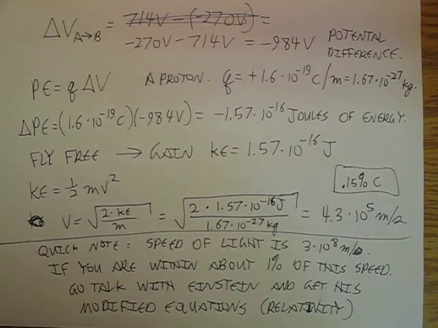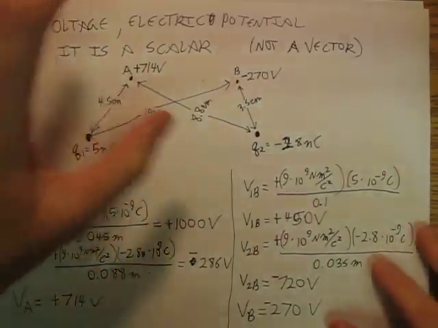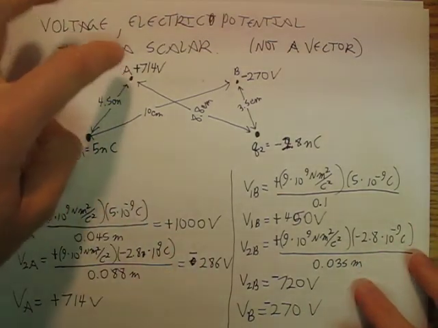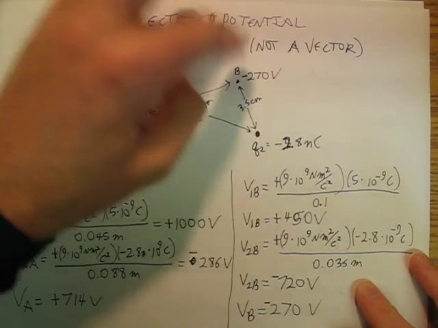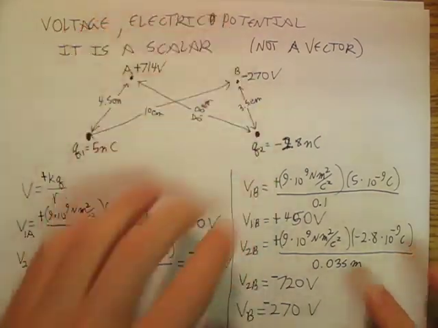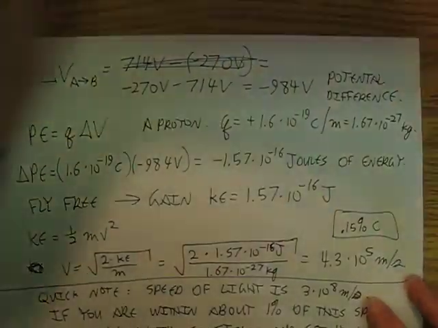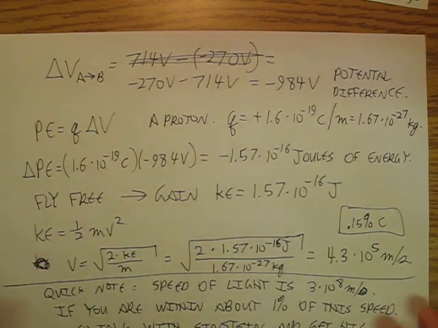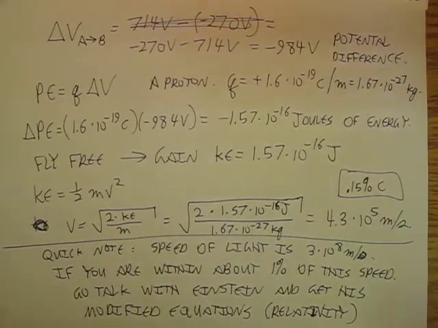Okay, so basically what we're doing is we're talking about voltage and electric potential, figuring out the potential at one point, the potential at a different point, finding the potential difference between them, and then finding the change in potential energy. And that's sort of the offshoot of what I'm talking about right now.